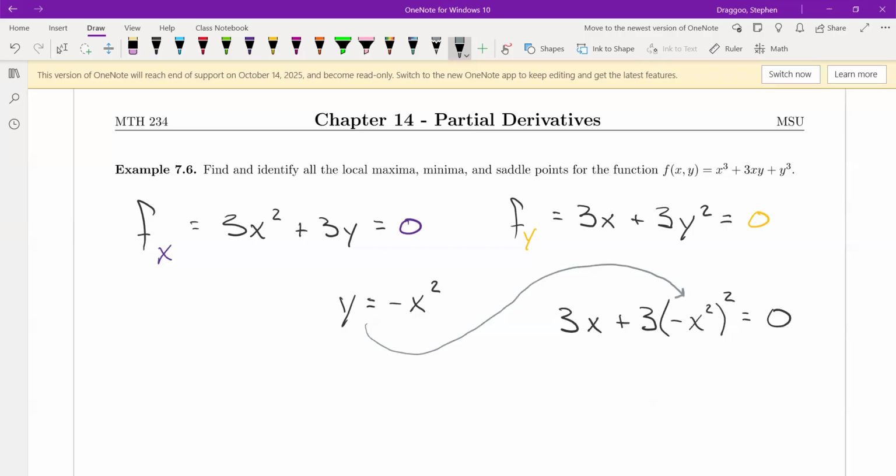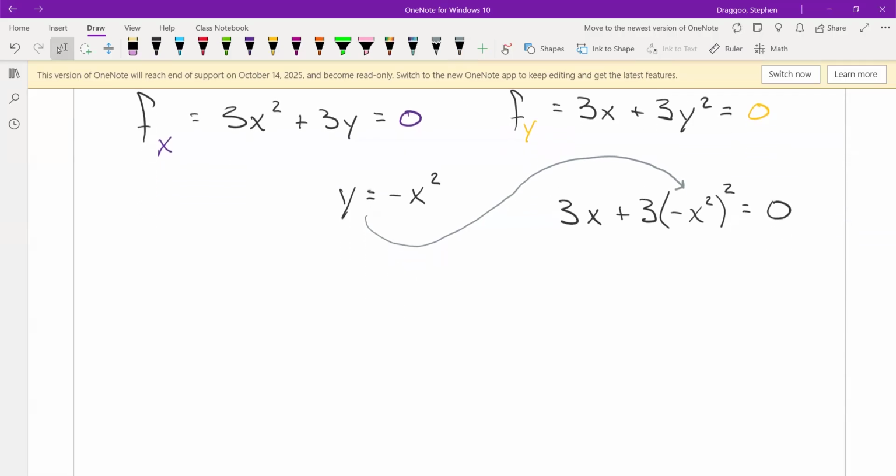Right, I'll just do some substitution. And then I have to solve that other equation. But at least I've only got one variable over there now. So that's a kindness. This is 3x plus 3x to the fourth equals 0. That negative ought to square itself away, right? It's on the inside of a square number.